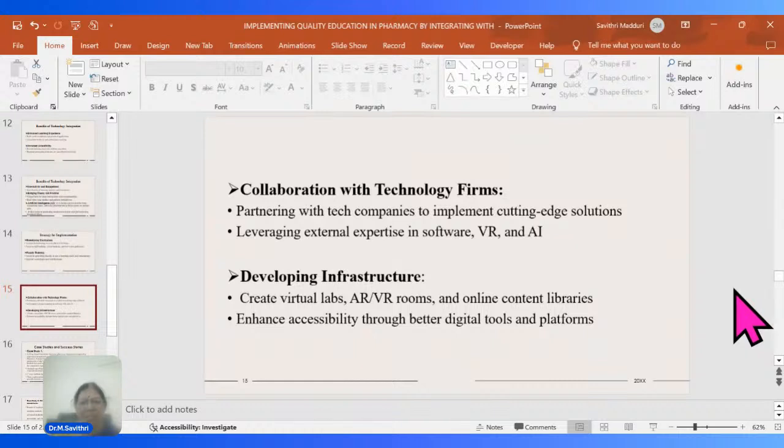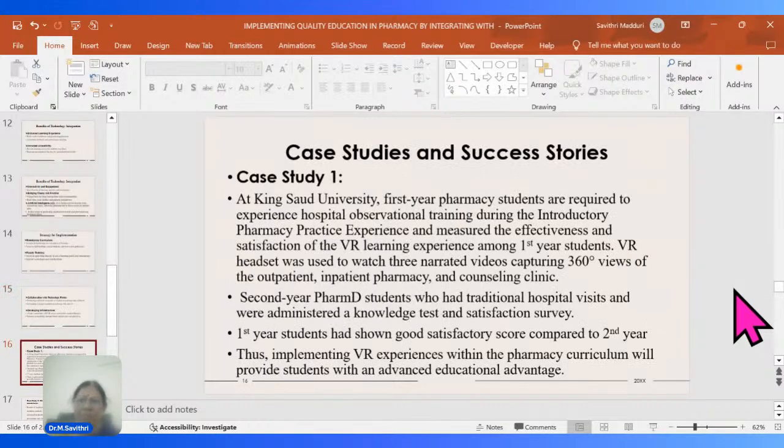Developing infrastructure: create virtual labs, AR and VR rooms, and online content libraries, and enhance accessibility through better digital tools and platforms. We have to influence our management to develop infrastructure, like creating virtual labs and AR and VR rooms, and it should be accessible to students as well as to teachers.